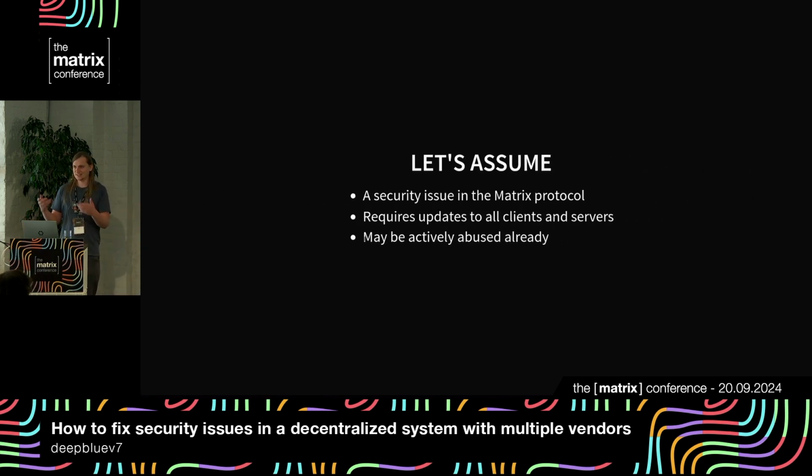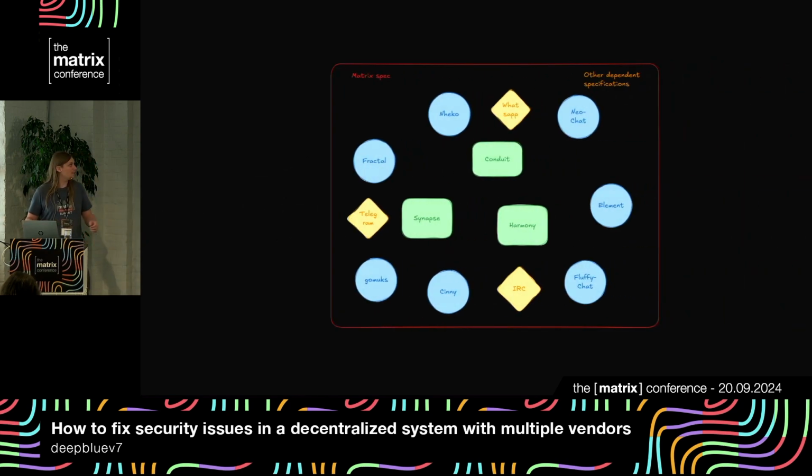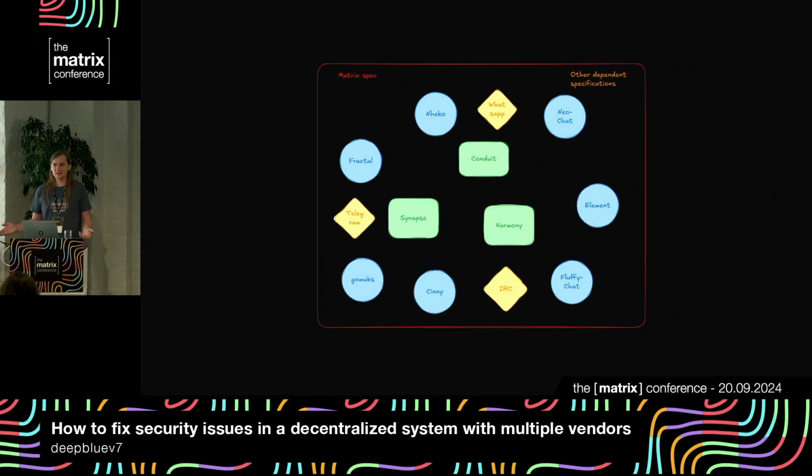So let's just assume there's a security issue in the Matrix protocol. It's actually in the specification, so it affects all clients, all servers, and it might even be actively abused already. And you find it. What are you going to do about it, what's the process behind it, and what might be the problems with the current process, or just in general because of the topic? So just to see what the ecosystem is about, it's actually quite big.